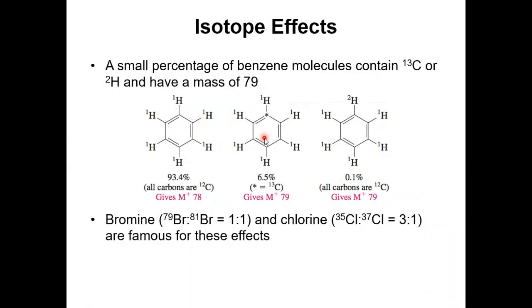This is for carbon, okay? And for some other isotopes, their use could be even more interesting. Like we know bromine, naturally occurring isotopes are 79 and 81, about a 1-to-1 ratio. And chlorine, naturally occurring chlorine 35 and 37, about a 3-to-1 ratio.